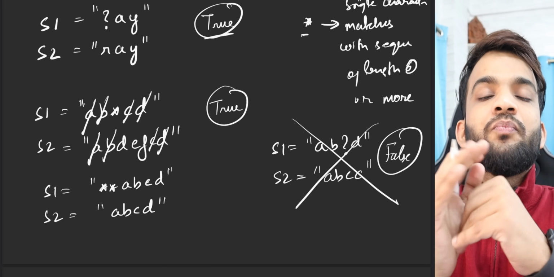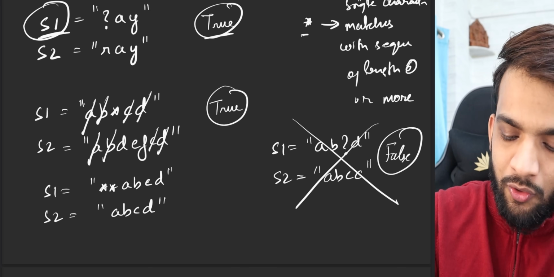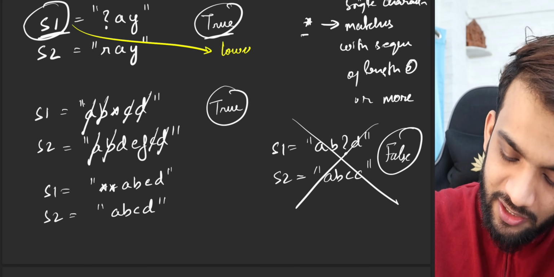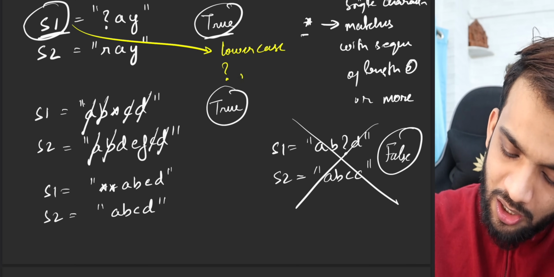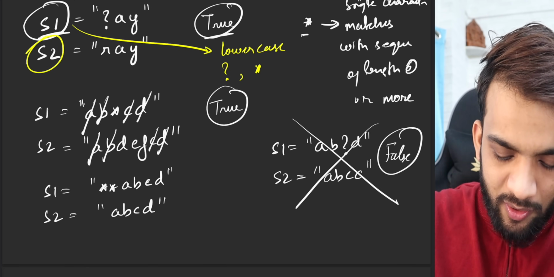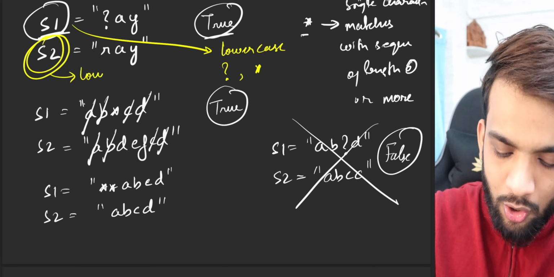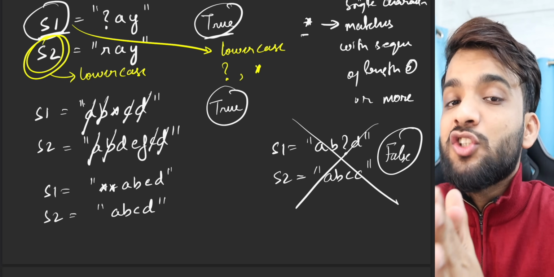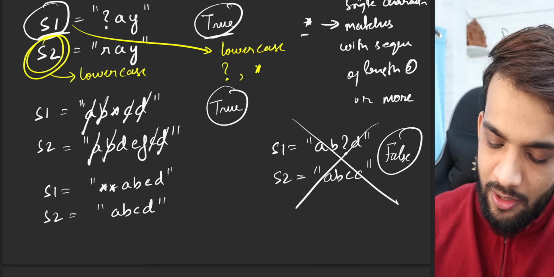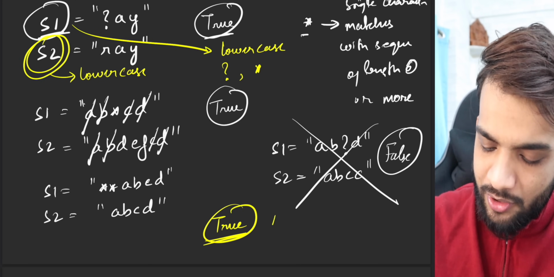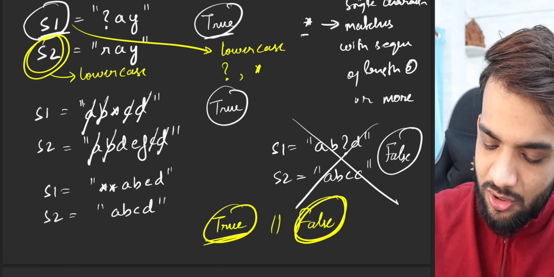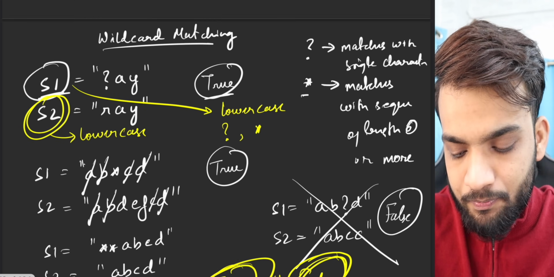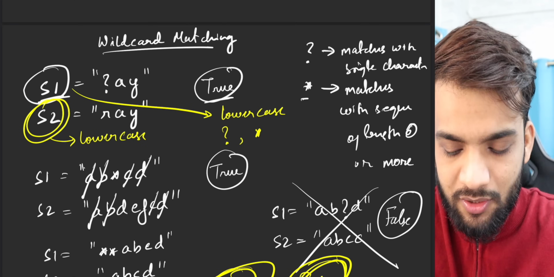So this is the question. Given a string s1, which will have lowercase letters for sure, it can have a question mark and it can have a star as well. Given a string s2 which will just have lowercase letters, you need to tell me if the string s1 matches with the string s2 or not. You just need to return either a true or a false. So how do you actually proceed with this problem?